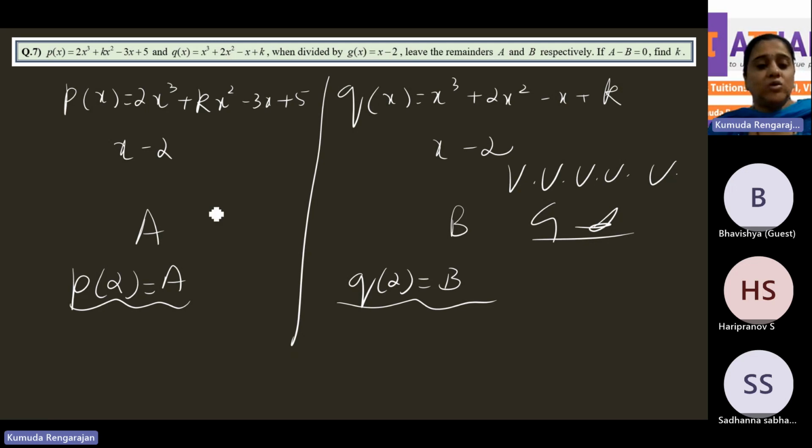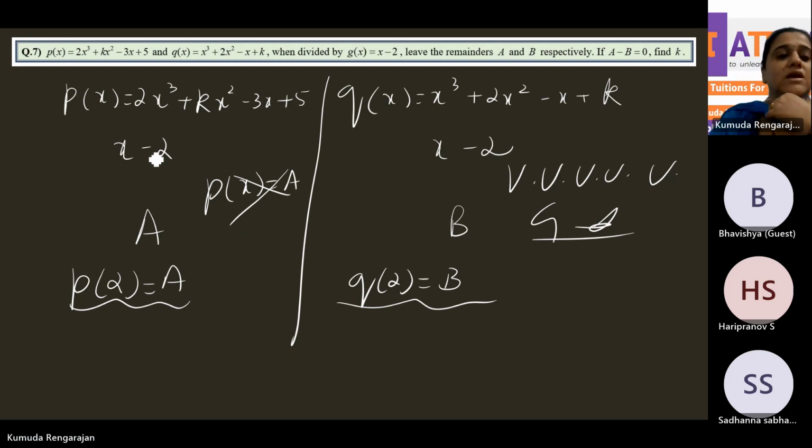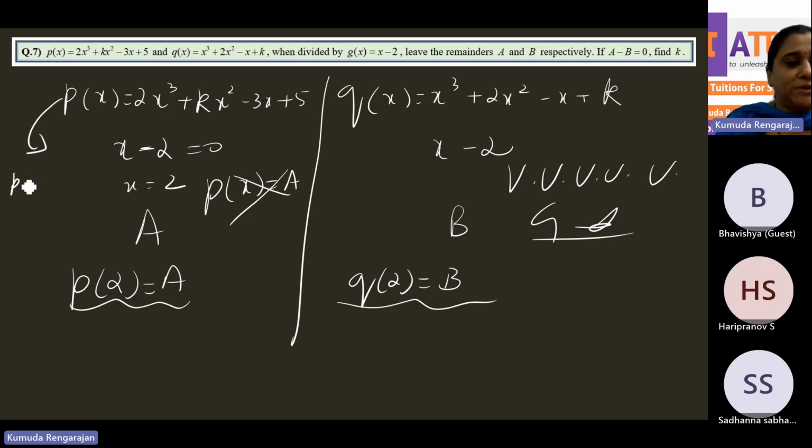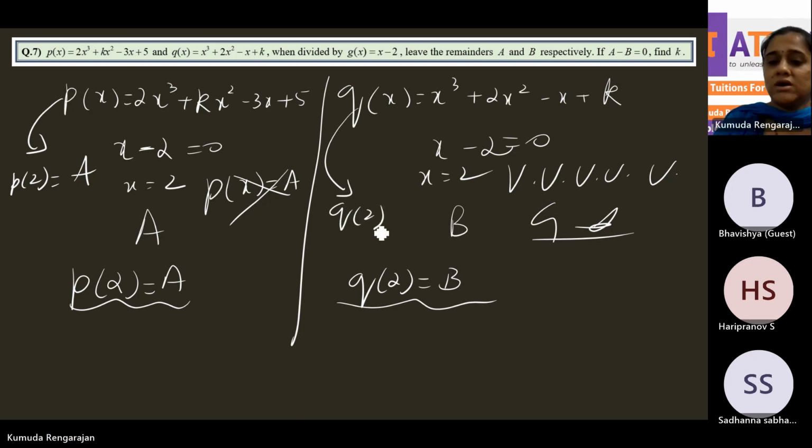Sahana, you wrote P of X is equal to A. No. P of 2 is equal to A. X minus 2 is equal to 0, so X is equal to 2. So when you find P of 2, the remainder is A. Here also, same divisor, no? So when you find Q of 2, the remainder is B.